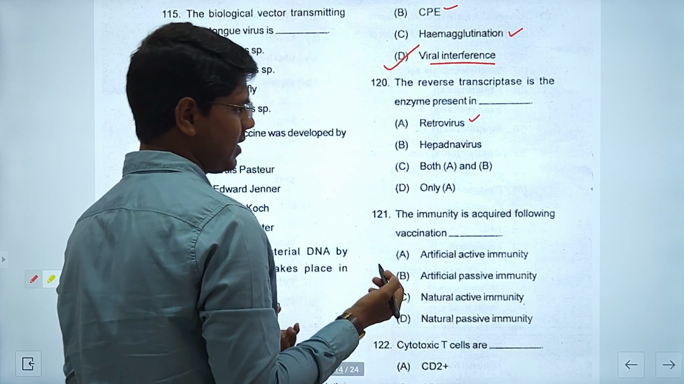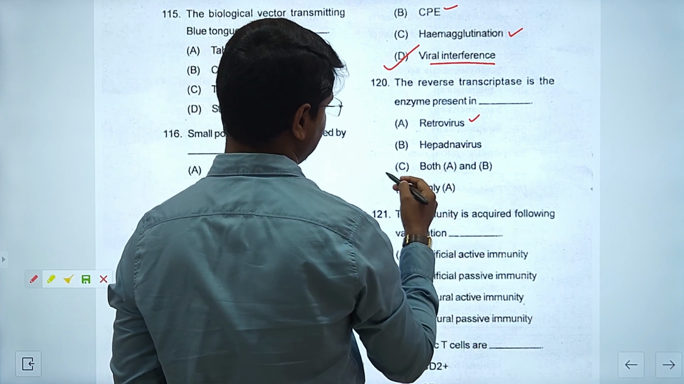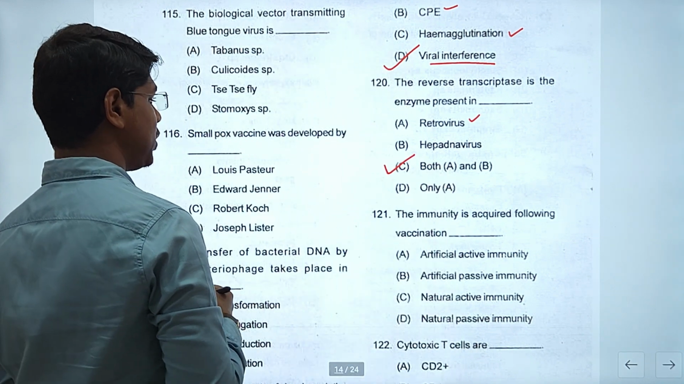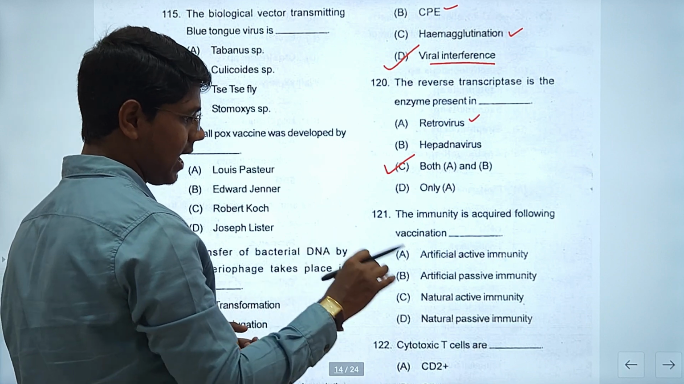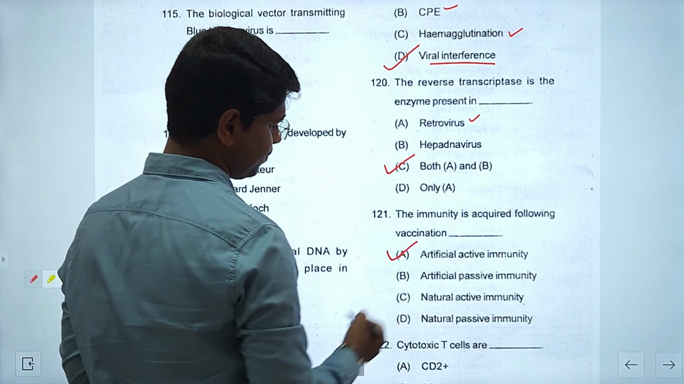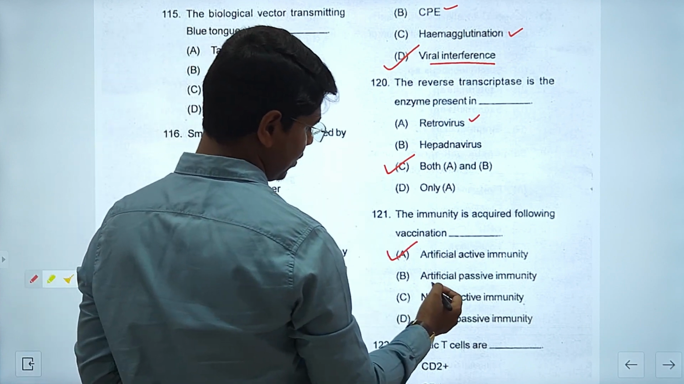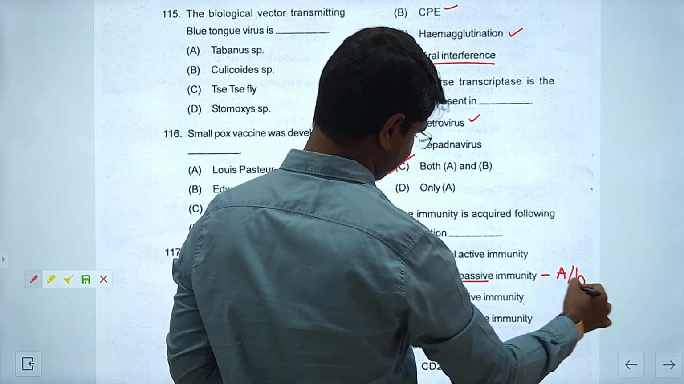but hepadnavirus, that is hepatitis B virus, is also having reverse transcriptase. Answer is both A and B. The immunity acquired following vaccination is artificial active immunity, because you are giving some antigen against which antibody will be produced. Example of artificial passive immunity, when you inject directly the antibodies.